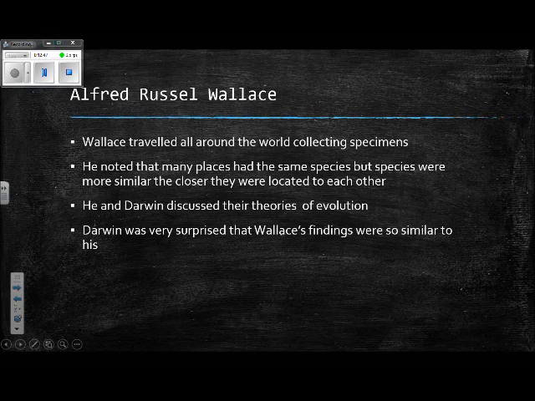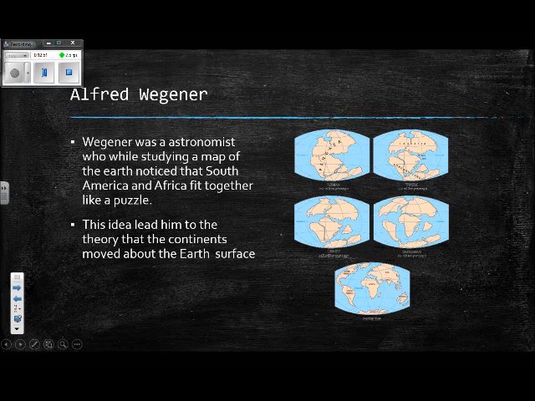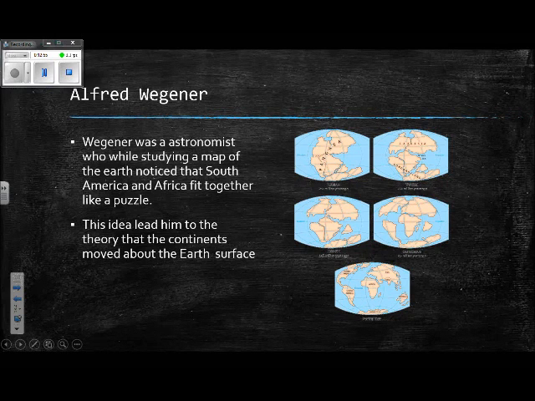Alfred Wegener. Wegener was an astronomist who studied the map of the Earth and noticed that South America and Africa fit together like a puzzle. This idea led him to the theory that continents moved around the surface of the Earth.